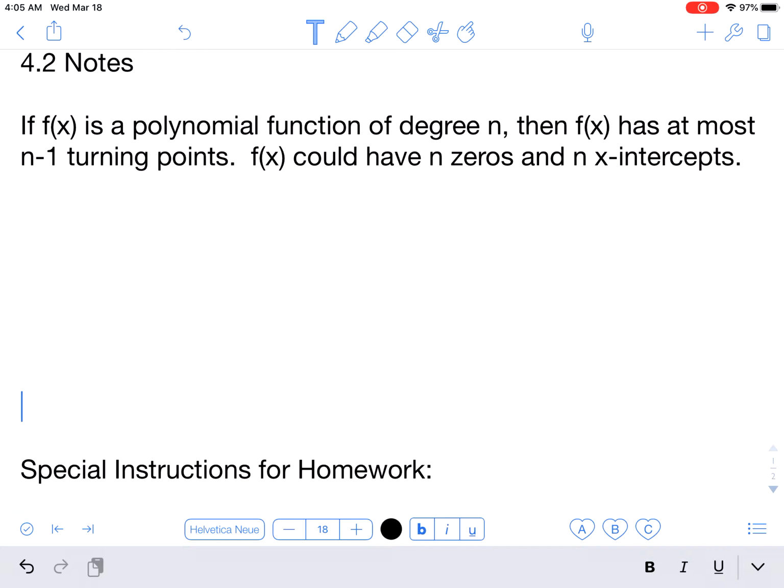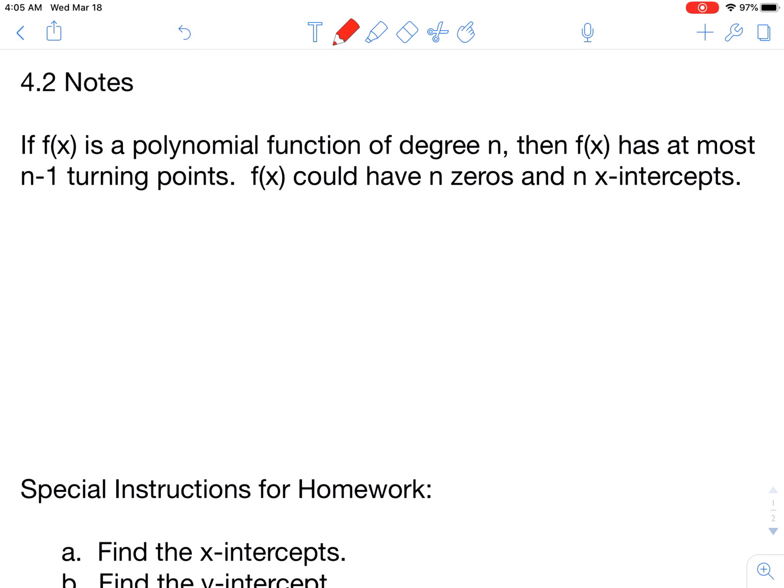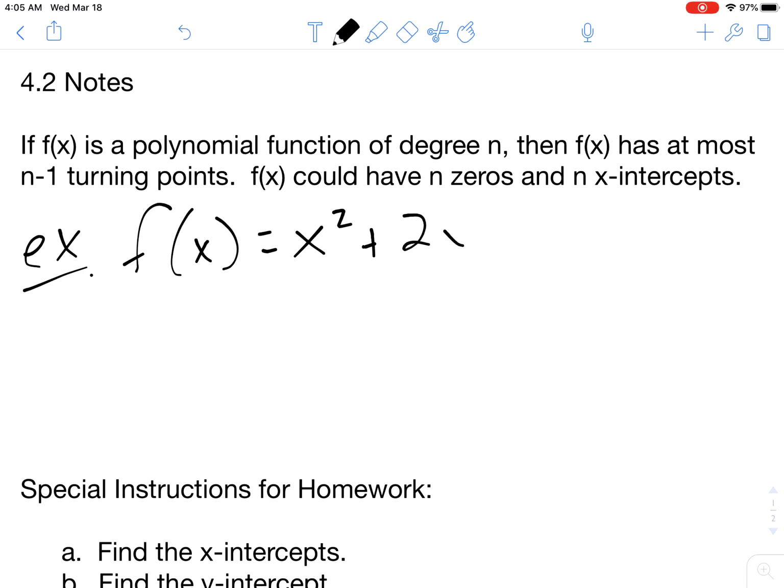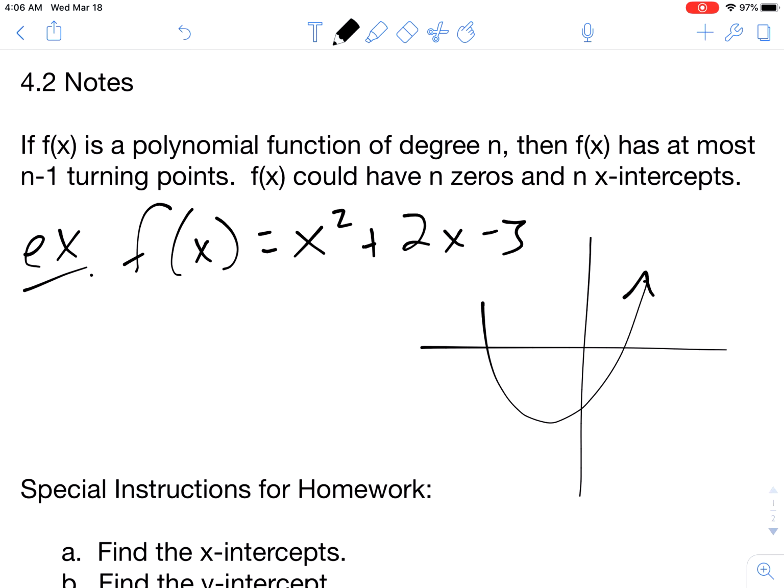So basically, an example for this, if f of x is a polynomial function of degree n, a really quick example might be something like this. F of x equals x squared plus 2x minus 3. And if you took a second to type that in your calculator, what you're going to notice is a graph of a parabola. Looks something like this.